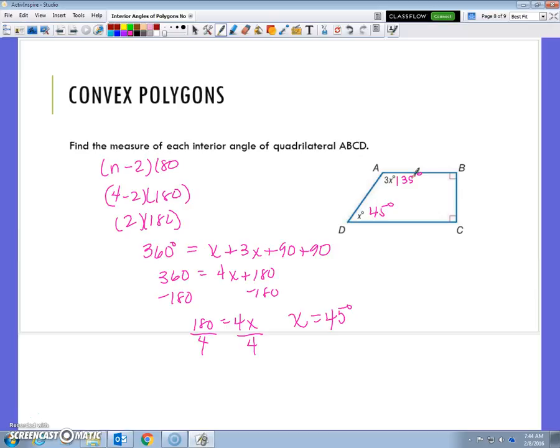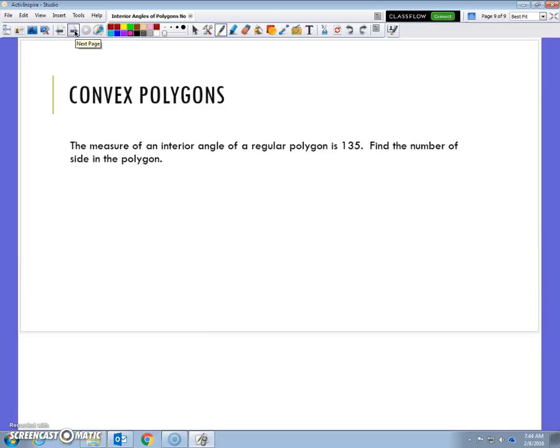All right, so once you have down how much total sum there is in the interior angles, then you can follow along from there and find what you need to find. This time it says the measure of an interior angle of a regular polygon, I'm going to underline that, regular polygon, is 135 degrees. Find the number of sides in the polygon.